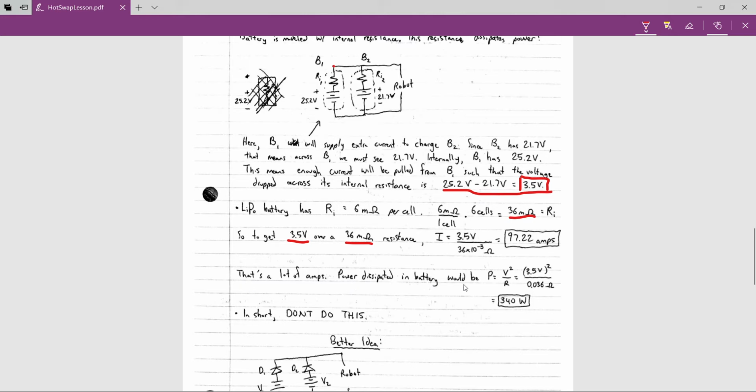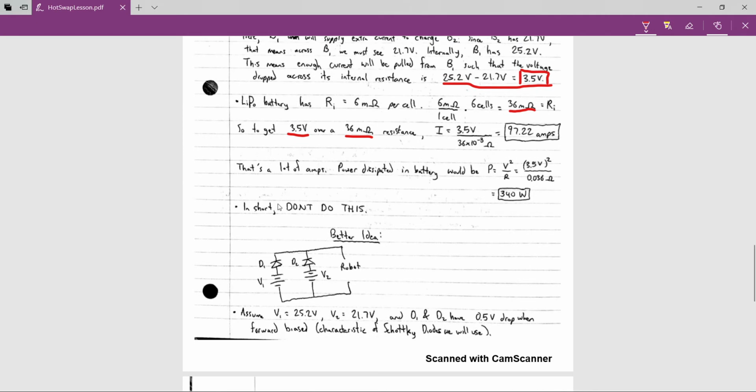For the power dissipated in the battery, we can calculate power is equal to voltage squared over resistance, right? So if I have 3.5 volts dropped across that internal resistance, I square it, divide by the internal resistance itself, I get 340 watts dissipated in here. So that's all wasted energy, dissipated across this resistance, like I said. It's not being used to charge this battery. That's just totally wasted, and that is a lot of watts. That's a ton of power. Since we have so much current, a lot of current is a lot of power. So basically, this is a bad idea.